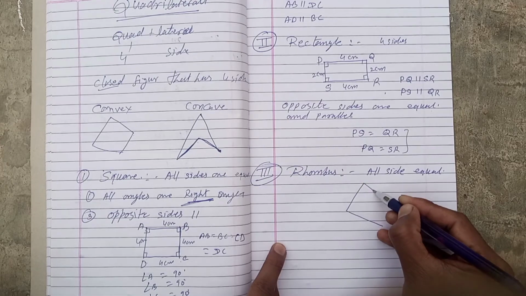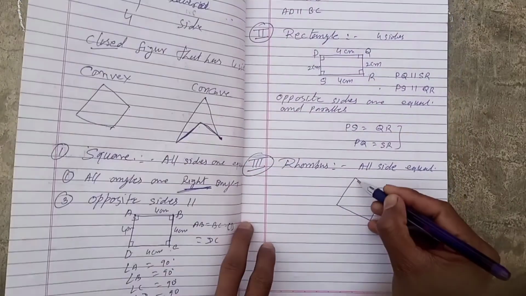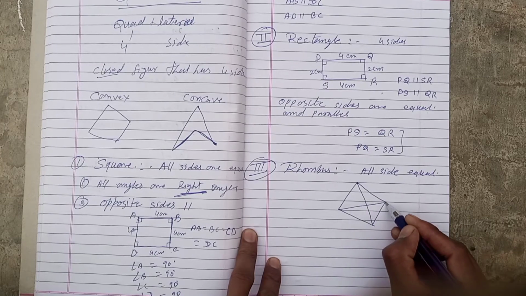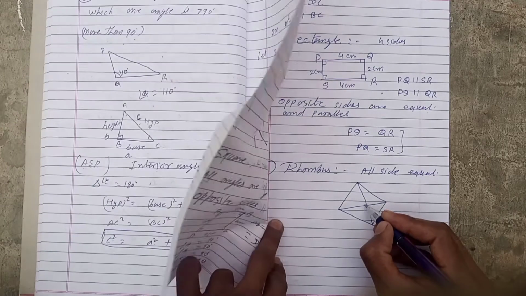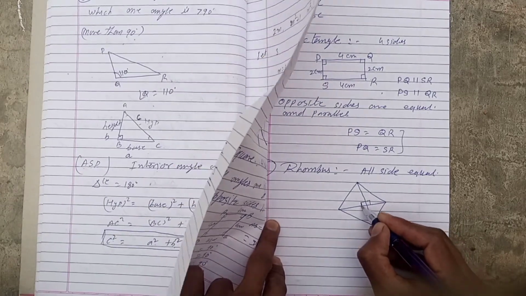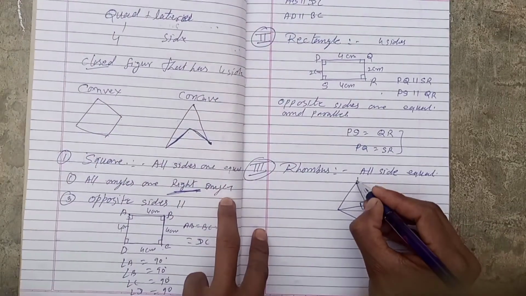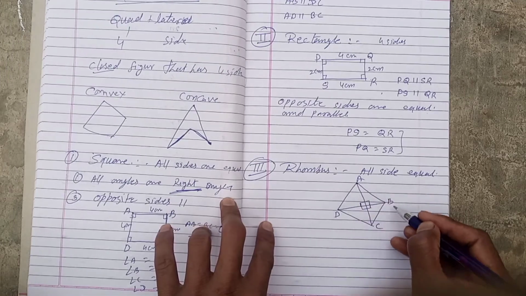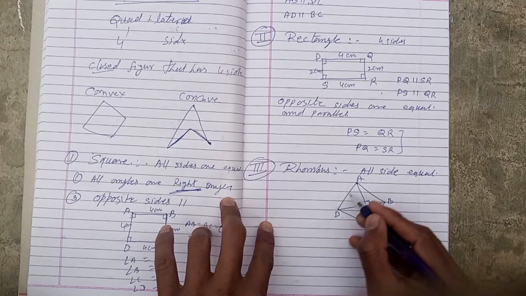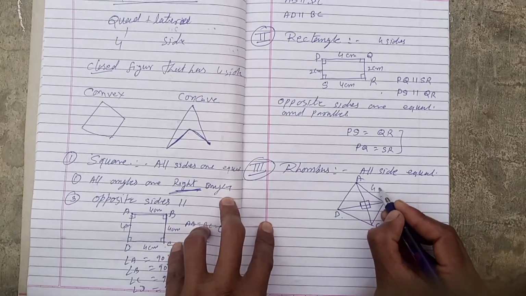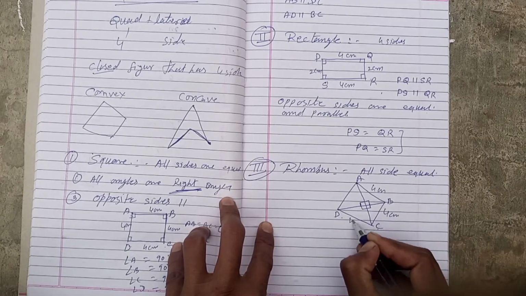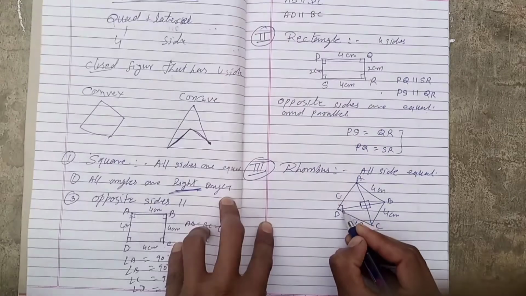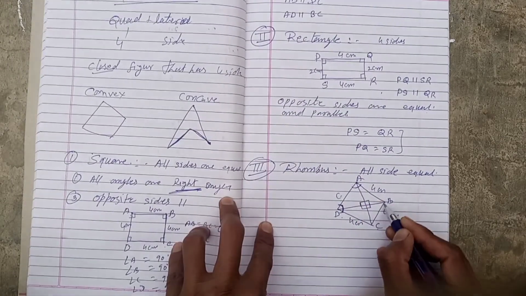Here the diagonals bisect each other. Diagonals, these are right angle, they are bisecting at right angle. Here A, B, C and D. AB is equal to BC is equal to CD is equal to DA. All sides are equal, 4 centimeter, 4 centimeter. But these angles are not the 90 degree.